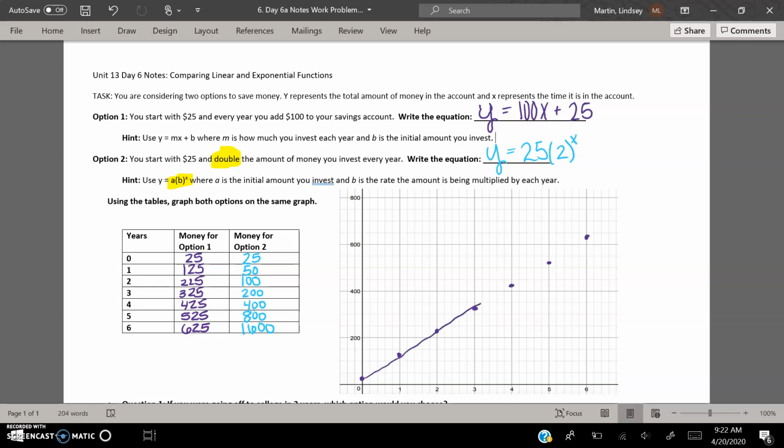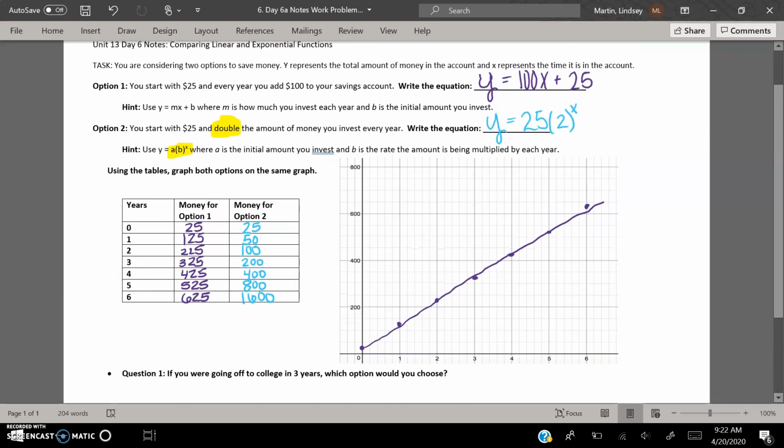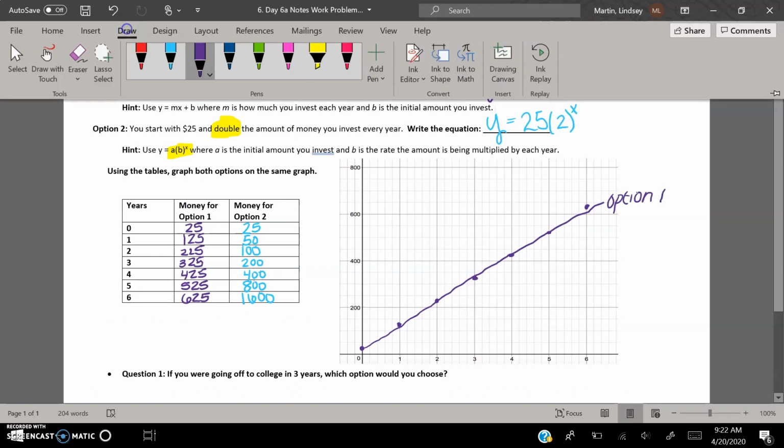Here is my line for option 1. Now we want to do the same thing for option 2.